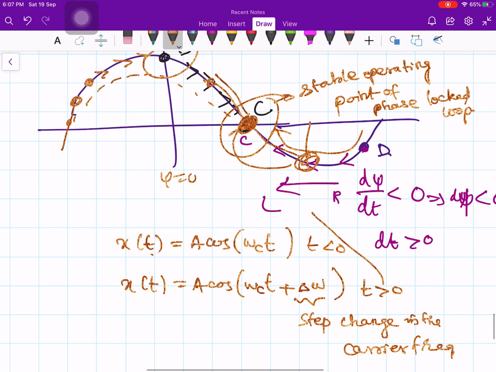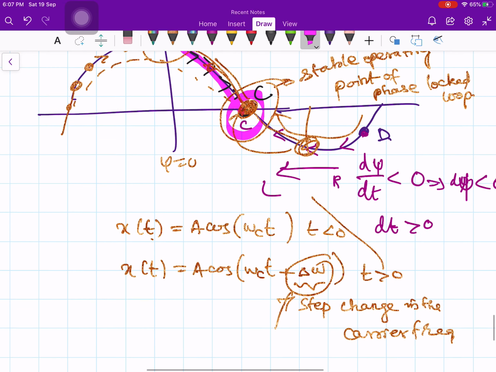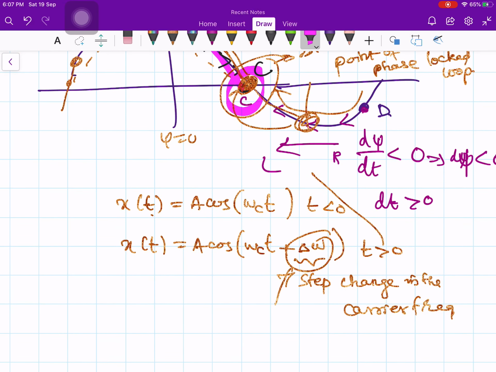Because of this introduction of the step change, what happens? You try to move from this point to this point. So there is a steady state operating point. But at point C, there is no frequency error because d psi by dt is equal to 0. Recall that d psi by dt is equal to 0. What does it mean? It means the instantaneous frequency error will be 0, because psi is the instantaneous phase error.